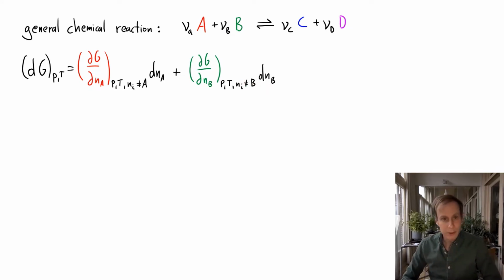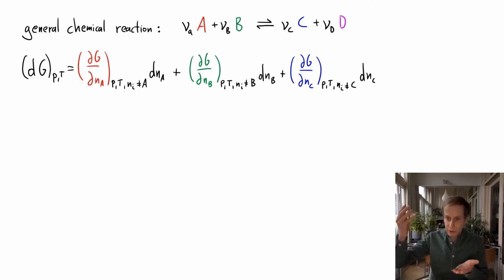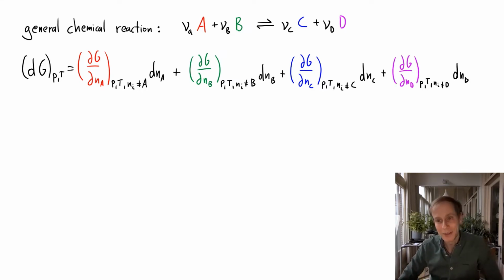And the same goes for the products. The Gibbs free energy will also change with respect to the amount of moles of product C, for instance. So usually, if we start with pure reactants, the amount of products over time will increase. So dNC will be a positive number because it increases. And now the question is, how does the Gibbs free energy change with an increasing amount of reactant C, which is given by the partial derivative? And of course, also for reactant D, we need to ask, how does the Gibbs free energy G change when product D is formed, which is given by the partial derivative?